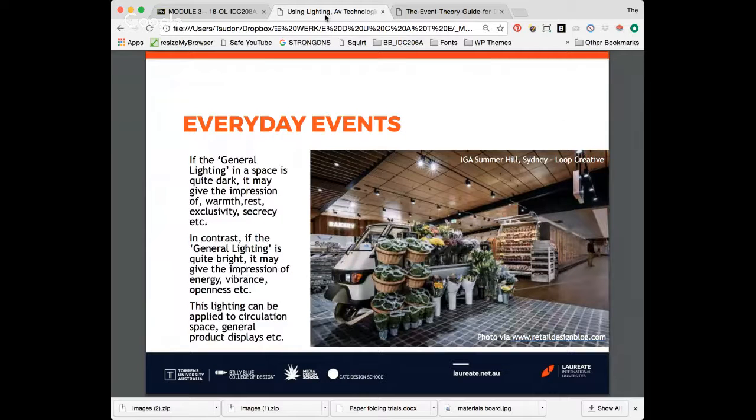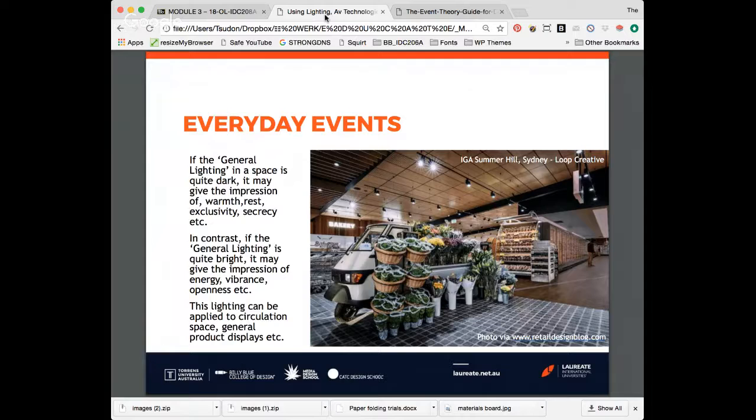So if the general lighting in the space is quite dark, it might give the impression of warmth, rest, exclusivity, and secrecy to the consumer and so forth. Whereas in contrast, if the general lighting is really quite bright, it might give the impression of energy, vibrance, freshness, openness, and so forth. And again, this general lighting, while it shouldn't go noticed particularly by the consumer, has a dramatic effect on this kind of idea of ambience. And a consumer will make a decision from the outside of a space as to whether or not they feel okay about going into it based on that idea of ambience.